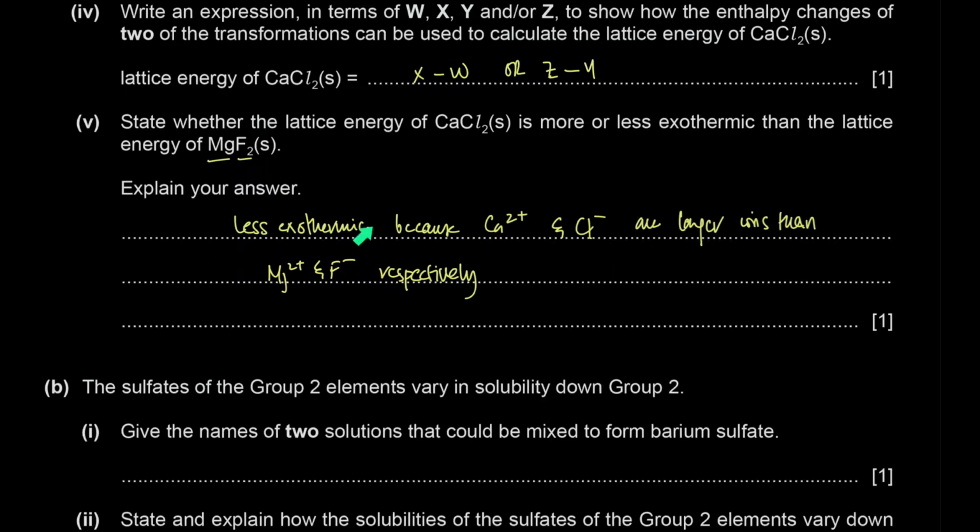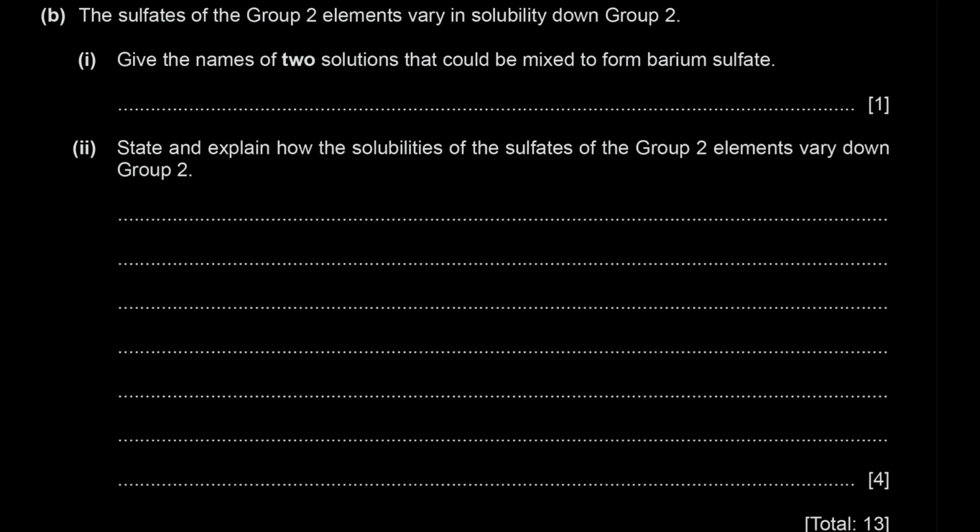Because these ions are larger, they have a smaller charge density, because the charges are the same. With lattice energy, the more exothermic it is, the stronger the ionic bonds. Less exothermic means they have weaker ionic bonds, relatively speaking. So the ionic bonds in calcium chloride aren't as strong as the ionic bonds in magnesium fluoride.